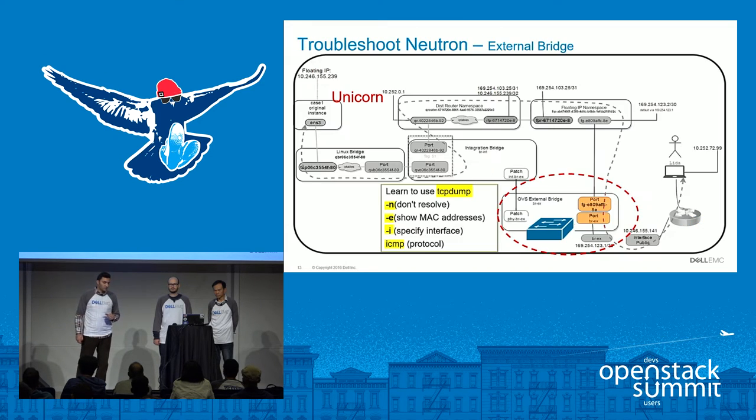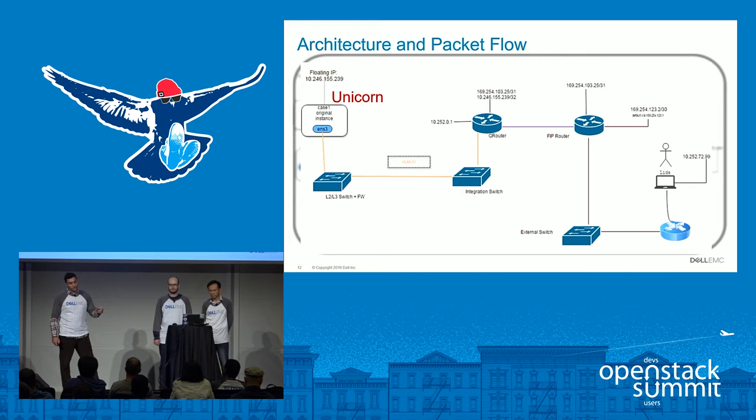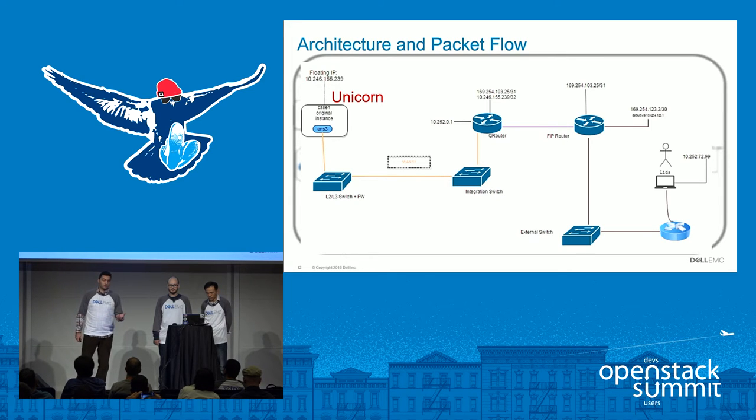And then the integration switch, just a layer 2 switch. And then you have the Linux kernel switch to the left. And here I said layer 2, layer 3 switch plus firewall, because the reason we use the Linux bridge is because the integration switch cannot access the Linux IP tables kernel and cannot use this. And we need that for security groups that you configure in Horizon or for your project.